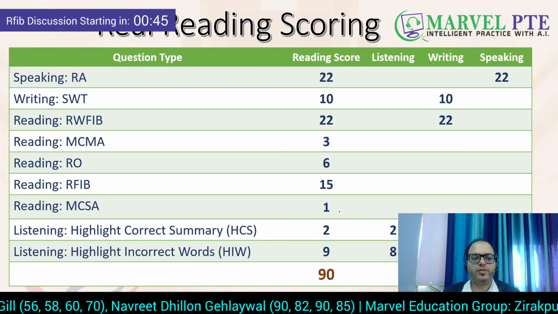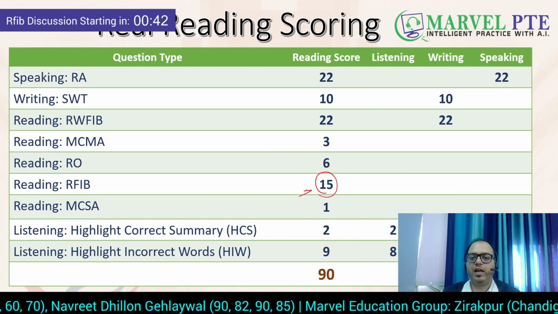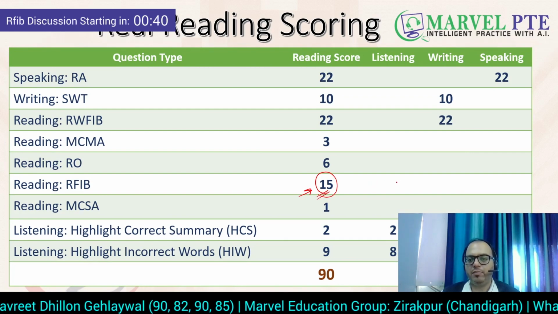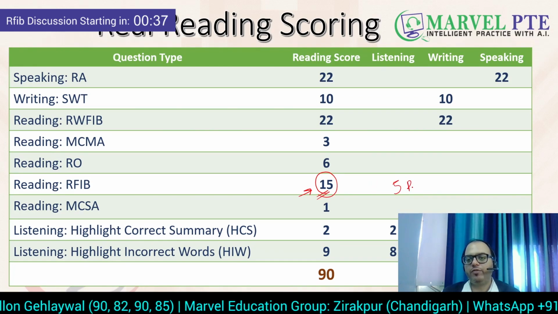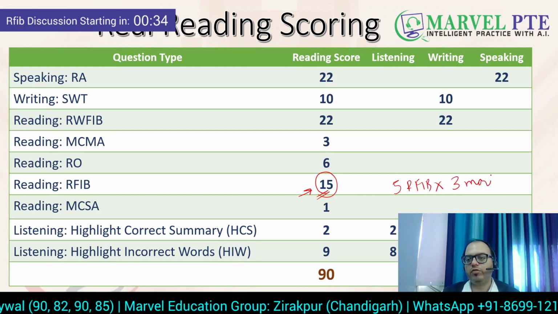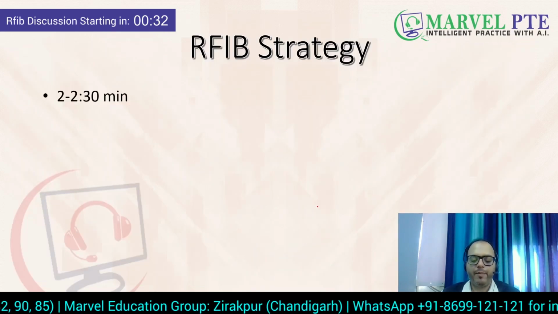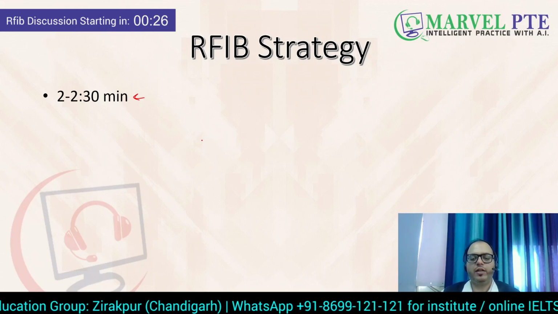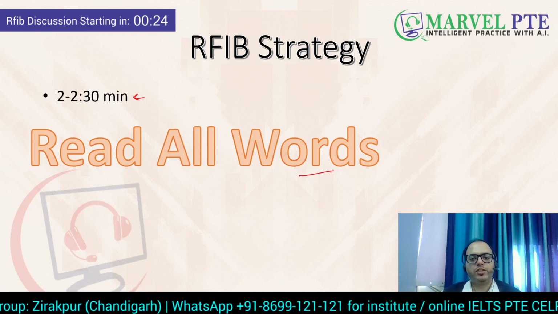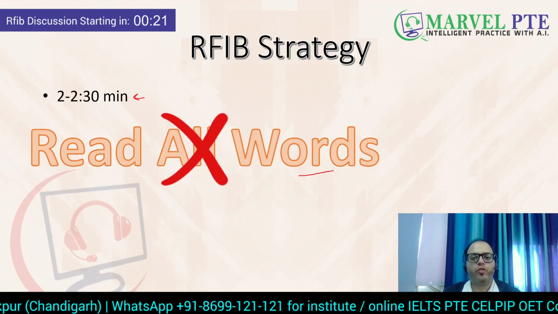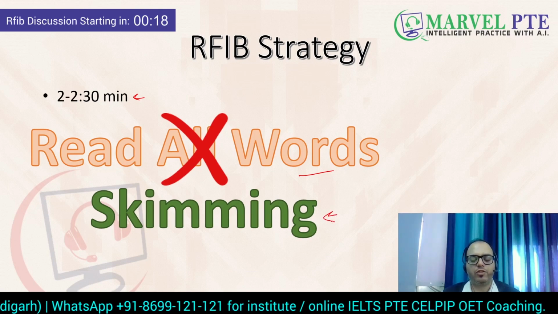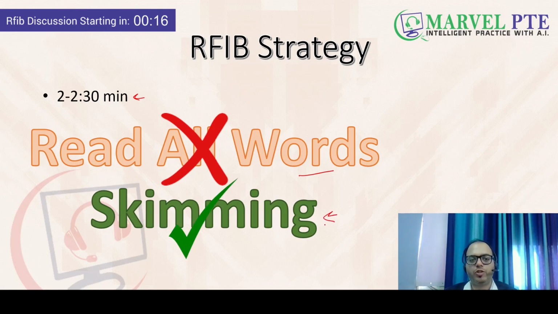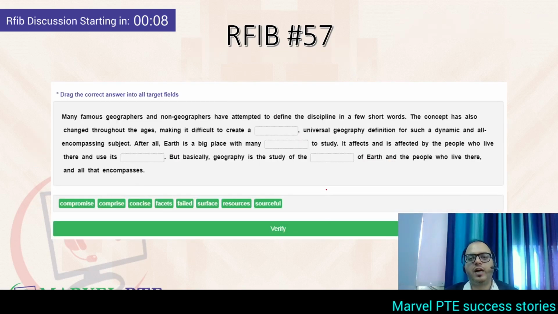In the real PTE reading scoring, the reading filling the blanks are of 15 marks. In 15 marks, it means that if you get 5 reading filling the blanks, they will be of 3 marks each. Now how much time should you give to solve one blank? You can give a maximum of 2 to 2.5 minutes. Do you need to read all the words? The answer is no. What you need to do is perfect the art of skimming, and we teach our students how to skim, because in 2.5 minutes it's not possible to read and understand all the words. And this is our today's topic.